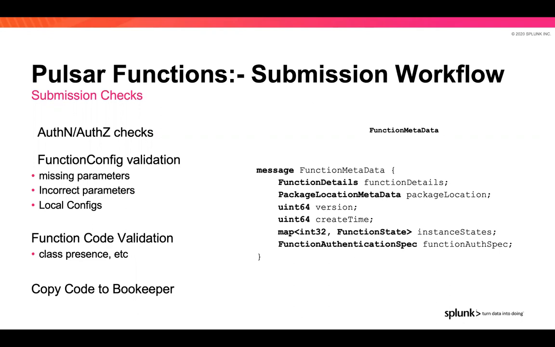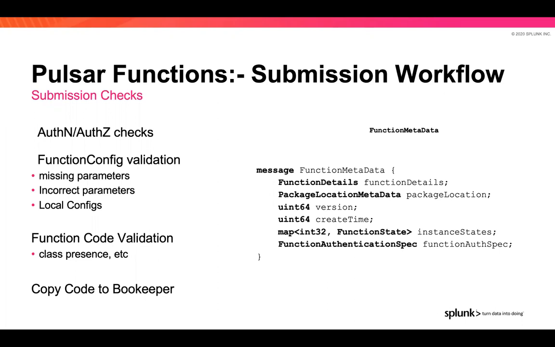Once that authorization check is passed, next thing we do is look at the function configuration you just provided and do some validation, right? So we look for missing parameters. Did you not specify the number of parallel instances? Did you not specify different secrets configuration, things of that nature? And then we can also validate those parameters themselves. Since it's freeform, was your number of instances an integer, or did you give us text instead? Things of that nature, we validate those sorts of things.